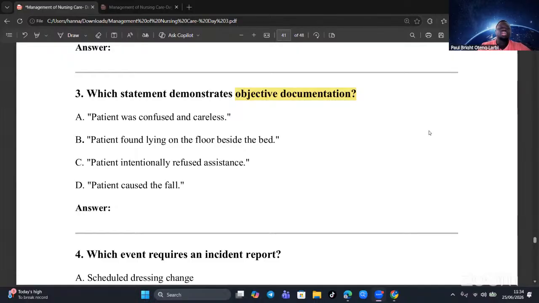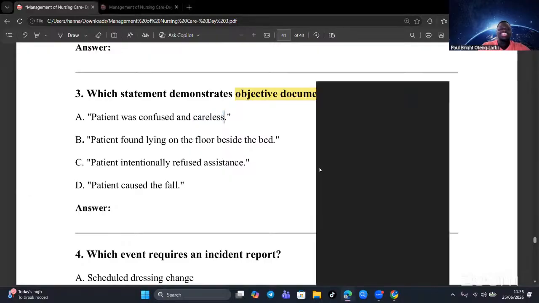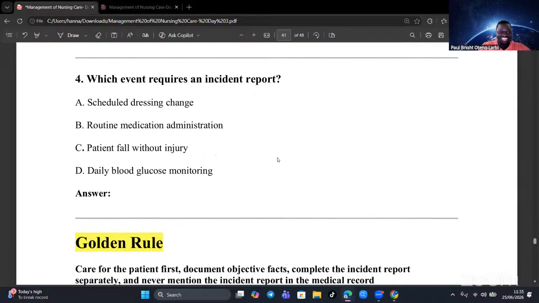Okay. You cannot say patient was confused and careless. No. Patient intentionally refused assistance. No. All these qualifiers, these verbs, I mean, careless and all, patient caused the fall. Okay. Yeah. So that is it.